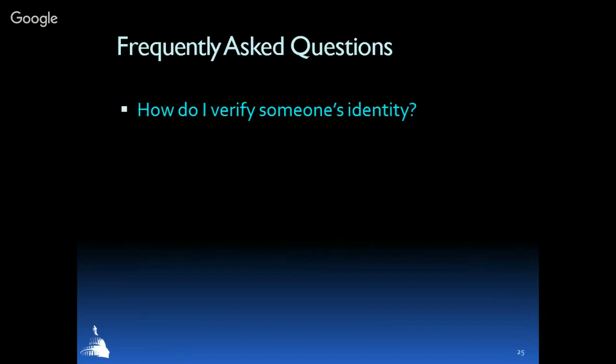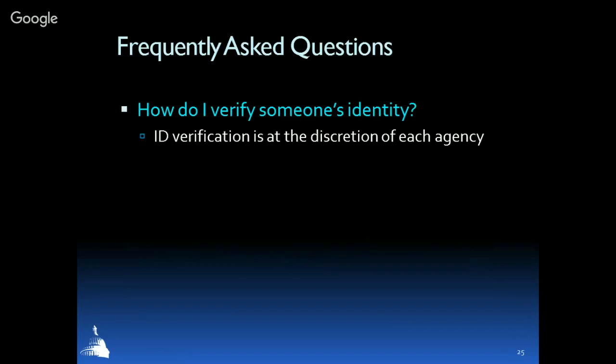One question that I've been asked recently is how to verify someone's identity. So if you need to give records to someone online, how do you make sure it's really them? We don't actually have a specific way that we recommend people to do that. It's kind of up to you and your agency to set whatever guidelines you would like to set.